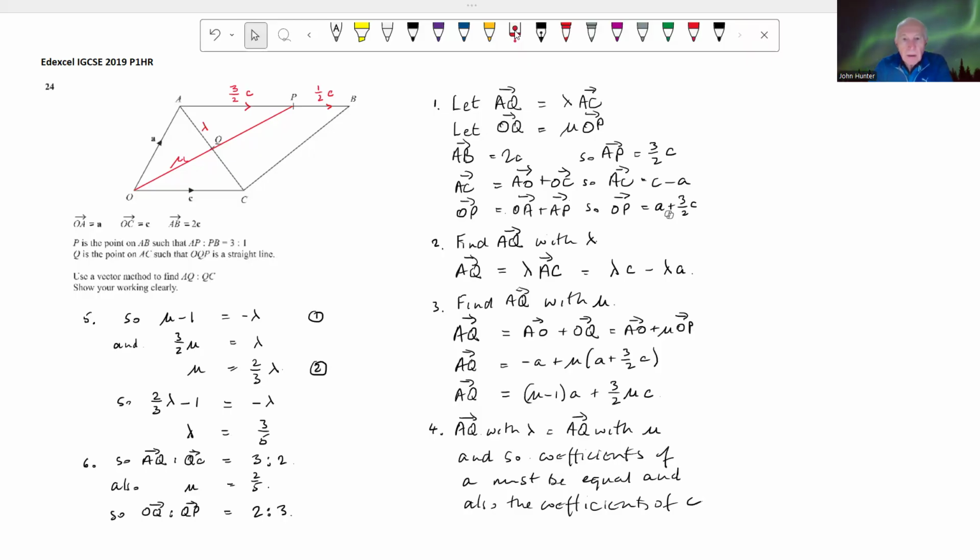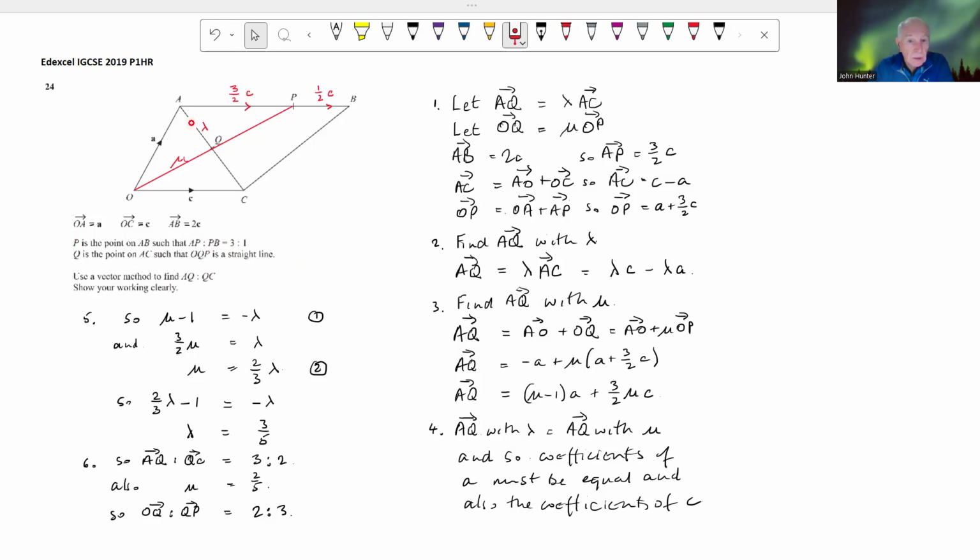Right, we've got a vector geometry problem here. This is from an IGCSE paper, Edexcel 2019, Paper 1HR. And this is quite a tricky problem at this level because it requires the formation and solution of simultaneous equations. That sort of problem you'd more likely see at A level, but here we've got it at IGCSE, so this is something you should take note of. Right, so let's have a look.